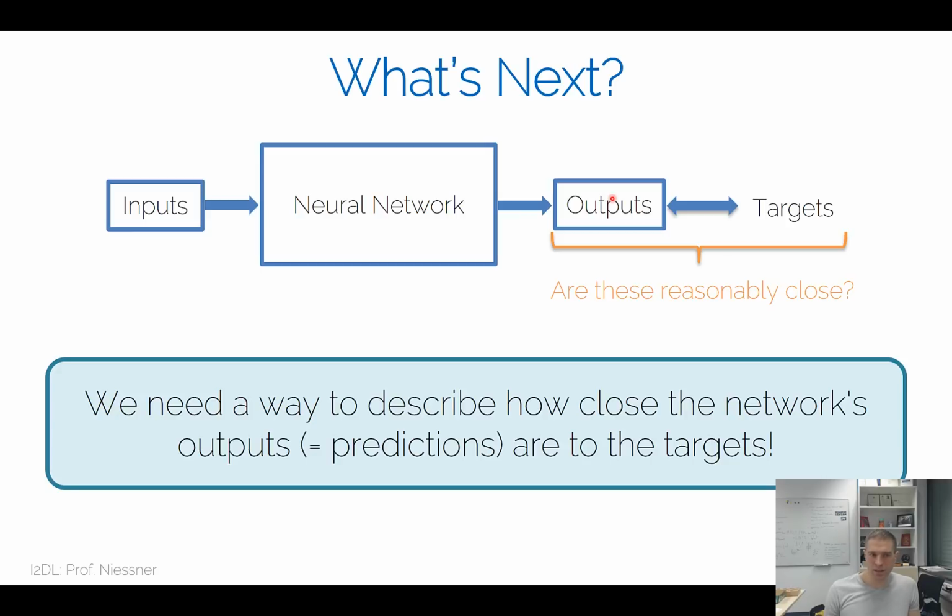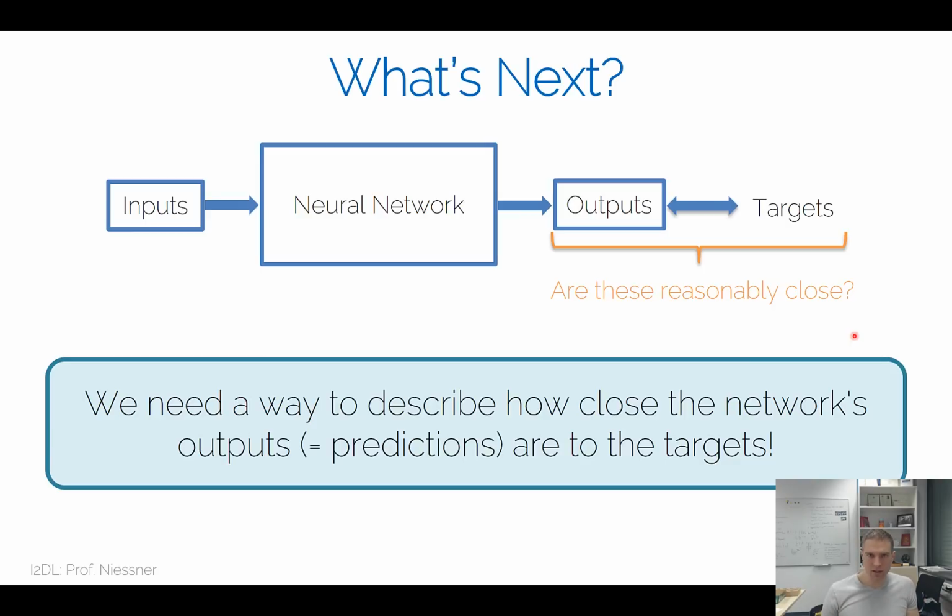Now we have to measure, in a sense, how close these outputs are to our targets. Are these reasonably close? So we need a way to describe how close the network's outputs, the predictions, are to the respective targets that we have in our ground truth data. And this is what we have in our loss function.